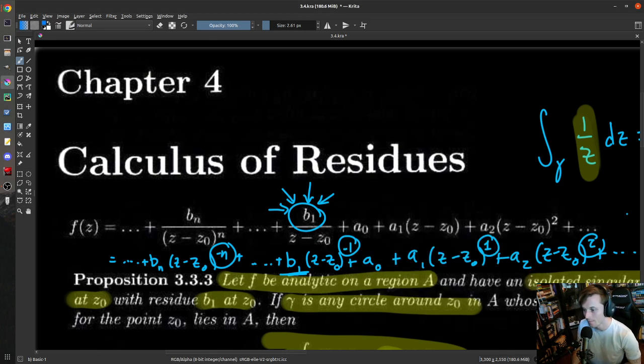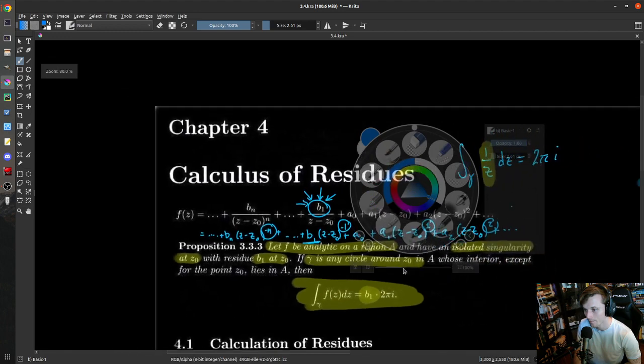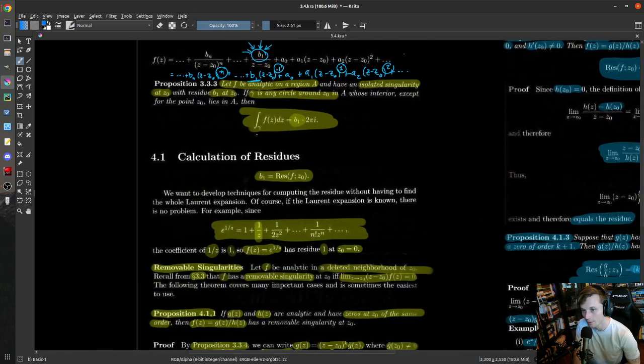All right. So last time, if you recall, we used this Laurent series form of Cauchy's theorem. This is the residue formula. It tells us that if we have f analytic on a region A, except potentially at an isolated singularity at z naught, with residue b1 at z naught, then for any circle about z naught in A, the contour integral of f about that curve is equal to the residue times 2 pi i. All right, kind of exactly like Cauchy's theorem.